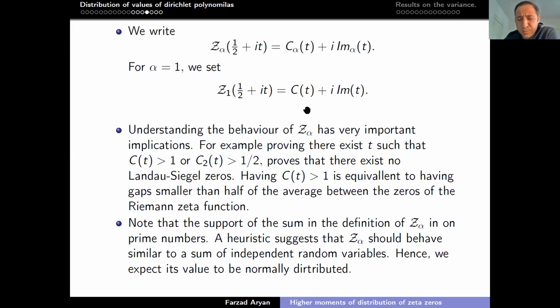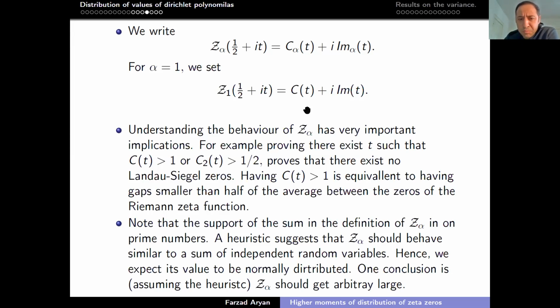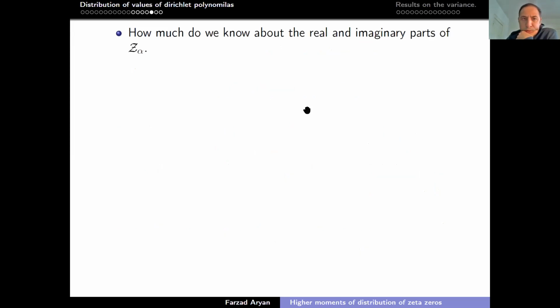And what normally distributed means here is that Z_alpha is expected to get large. So how much do we know about the real and imaginary part of Z_alpha? As I said, for the real part, if you can prove even a little bit, like C of t is bigger than 1, which, if you accept the heuristic, you should get arbitrarily large, bigger than every k. If you can just prove it's bigger than 1, then you're proving the excellent theorem.